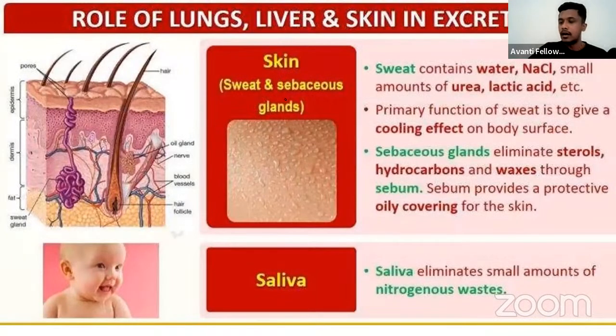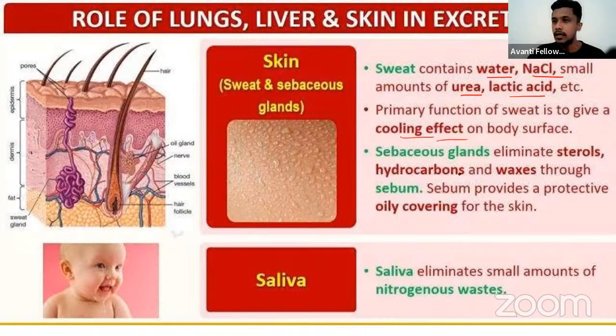Next one is the skin. We know that usually we sweat. Through sweat, we eliminate water, sodium chloride, and small amounts of urea and lactic acid. Whenever we are in very high temperature regions, we cool down, or eliminate the heat in our body, through sweating. That leads to a cooling effect in our body.